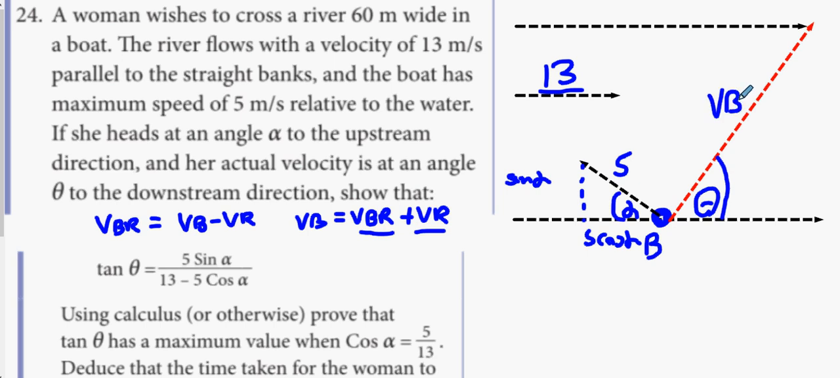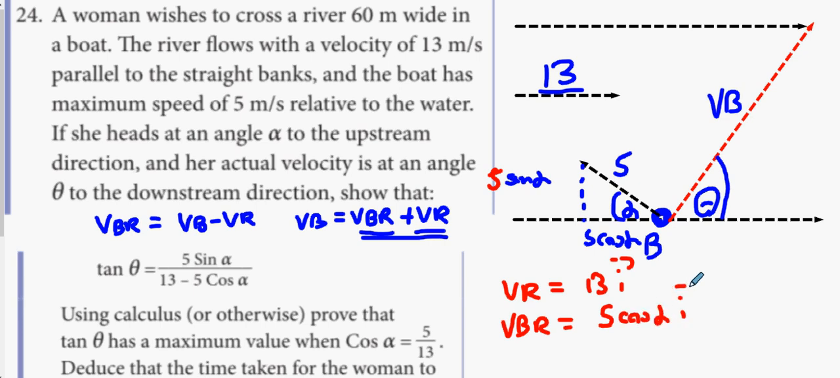Now, theta is the actual velocity of the boat. So what we're going to do is determine the velocity of the boat, both its I and its J components, using our little rule over here. So everybody ready for this? Velocity of river, 13i. Velocity of boat in river, or boat in still water, is going to be minus 5 cos alpha i plus 5 sine alpha j.